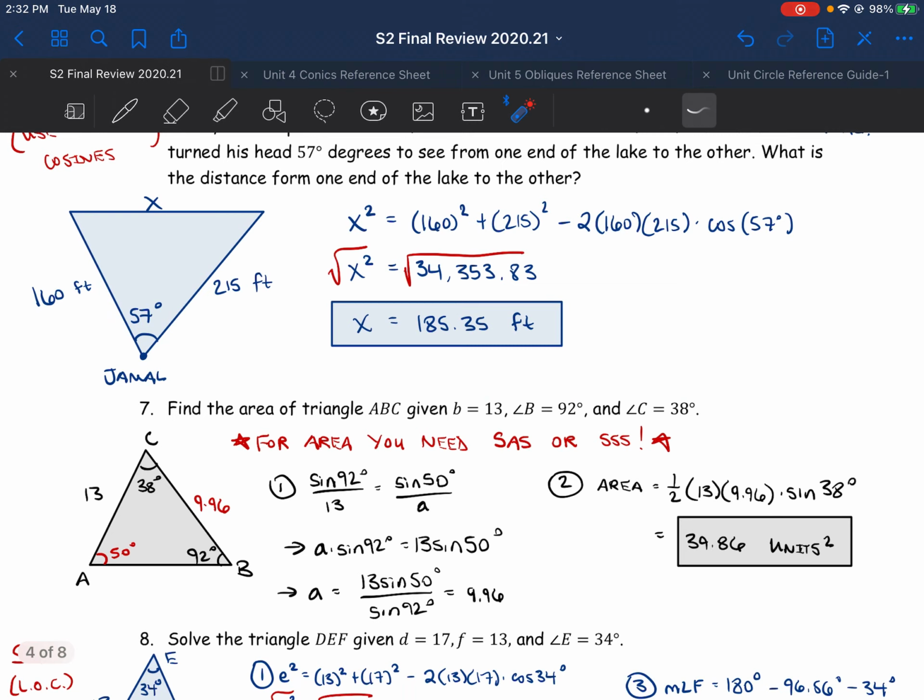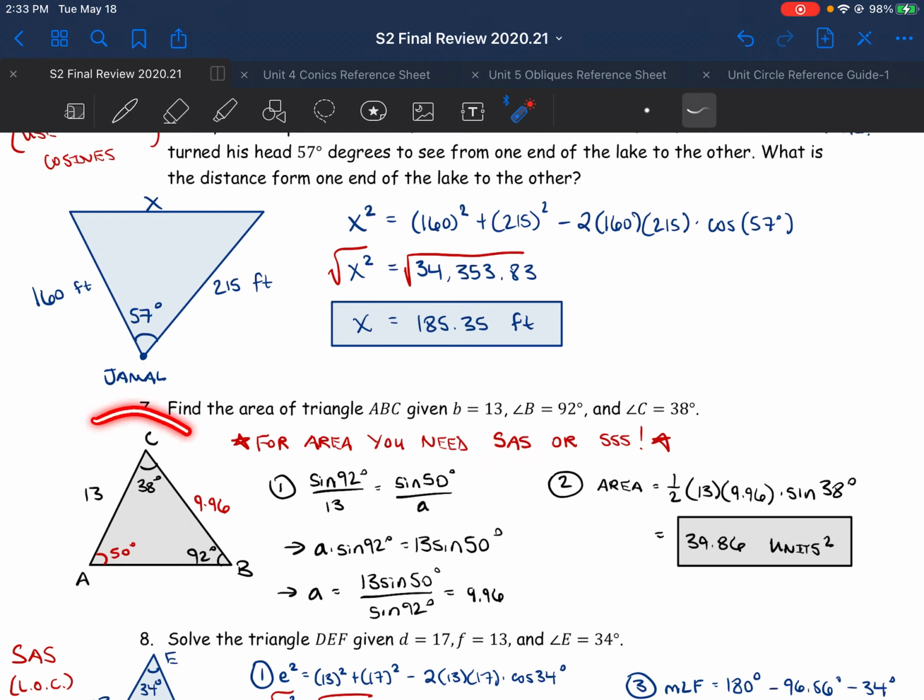All right, in problem number 7, we want to find the area of the triangle ABC, given that side B is 13, angle B is 92 degrees, and angle C is 38 degrees. Now, first things first, when we're trying to find the area of a triangle, you need to remember that in order to find the area, you need to either have two sides and the included angle, or you need to know all three sides of the triangle.